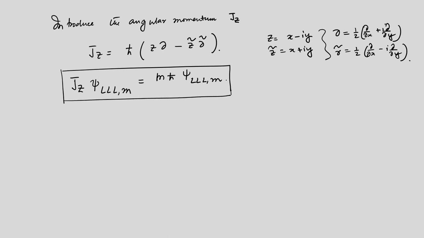So m is the angular momentum quantum number. Do not confuse m as mass with m as the angular momentum quantum number. If you feel that there is a problem, then you can write this m as m_j. But if you feel it's fine, and we know how to distinguish between them, then you can write it as m.